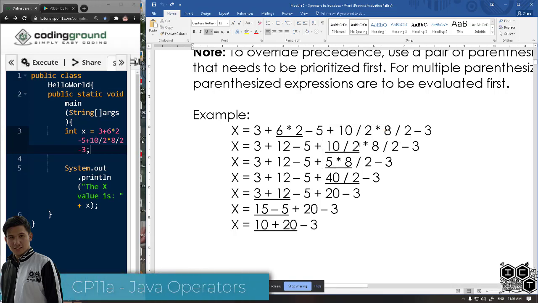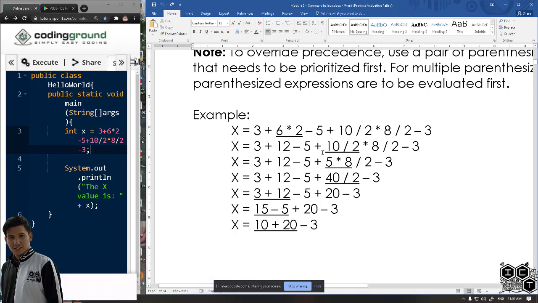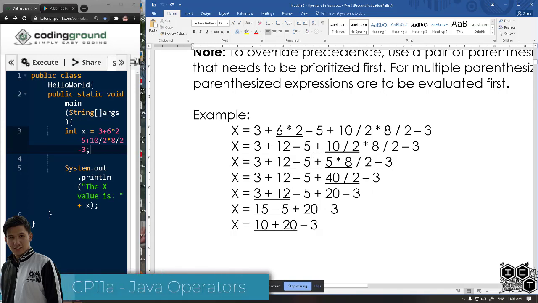Tapos, itong 10 divided by 2 na to, wala na. Naging 5 na siya. Tapos, kinapi-paste ko na itong part na to. Next line. 3 plus 12 minus 5 plus 5 times 8 divided by 2 minus 3. Anong next na operator ang in-execute natin? Kung titignan natin kasi dito sa part na to, wala namang multiplication and division. Nagpakita si multiplication dito. Diba?